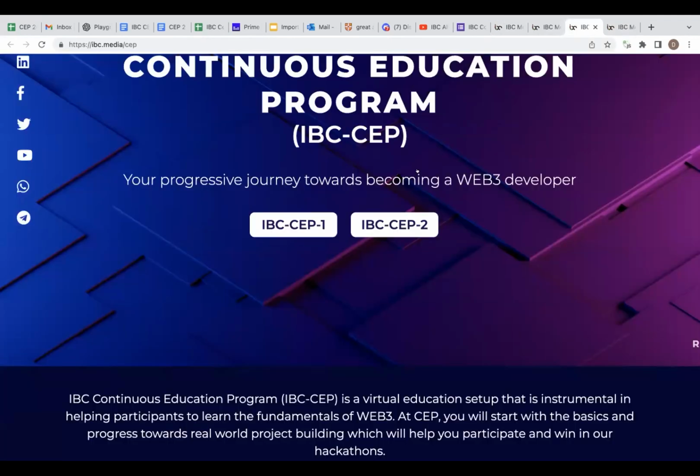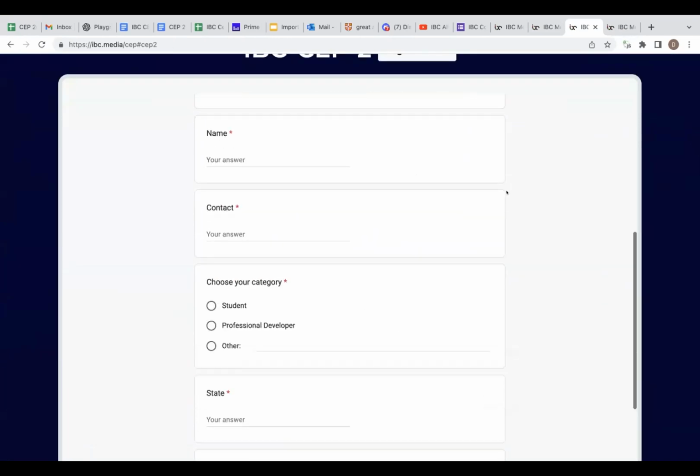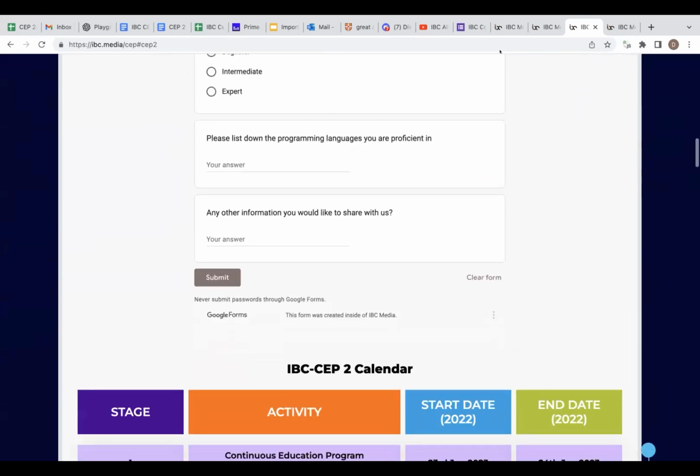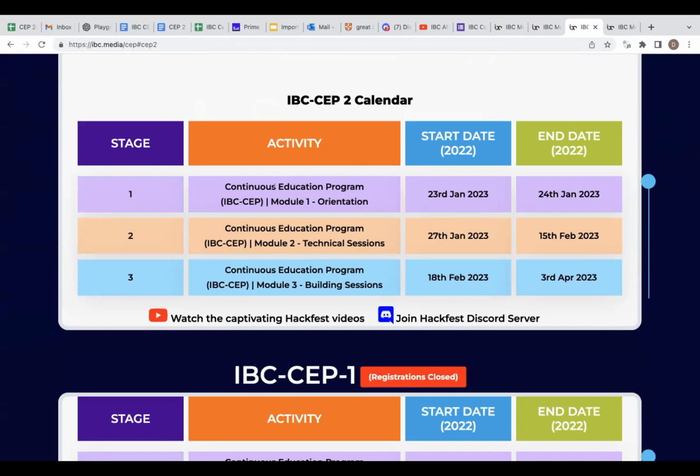So if you are in IBC, like right now we are talking about IBC CEP2, this is the registration form. You have already registered. If you haven't, it's the same form, so register. And this is the calendar, a brief calendar. We will discuss all of this in detail tomorrow or in the coming sessions.